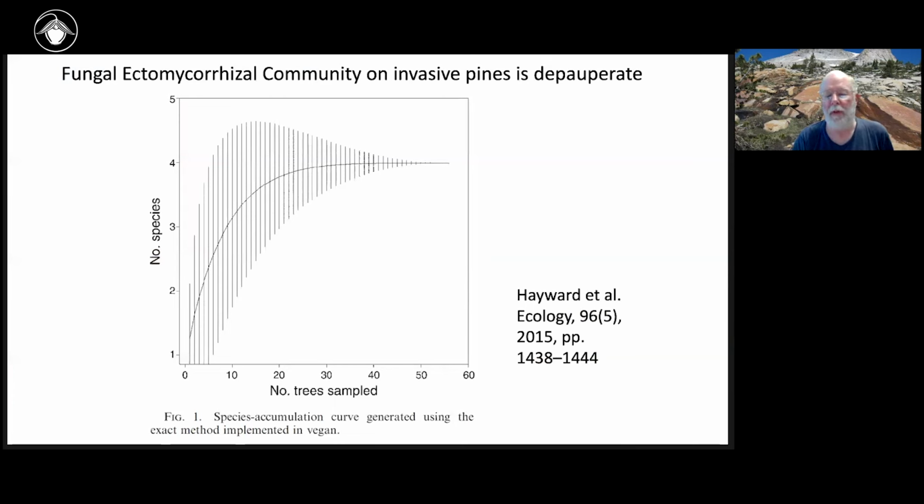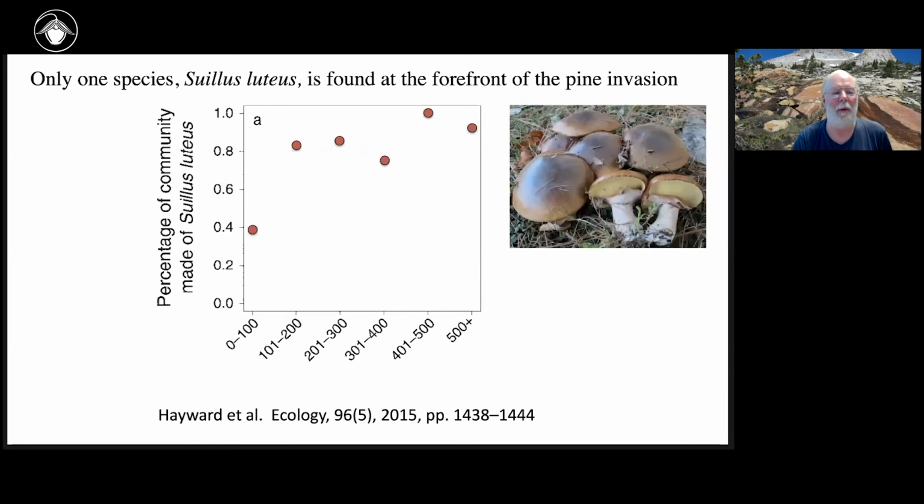Now, what drives this is the mycorrhizal fungi. And what Hayward et al. did was to sample this community, and they found that as they sampled more and more and more trees, they did not find more and more and more mycorrhizal fungi. They found 4 in total. And really, there was just one that was key. That one was Suillus. And this Suillus was a European Suillus that was moved accidentally into Chile and is now associated with our lodgepole pine.